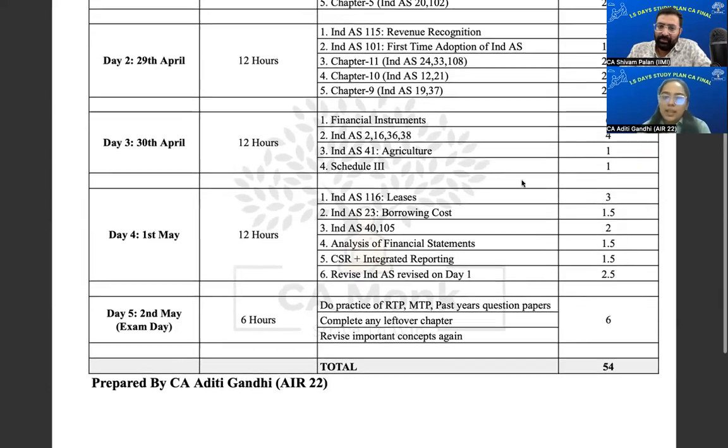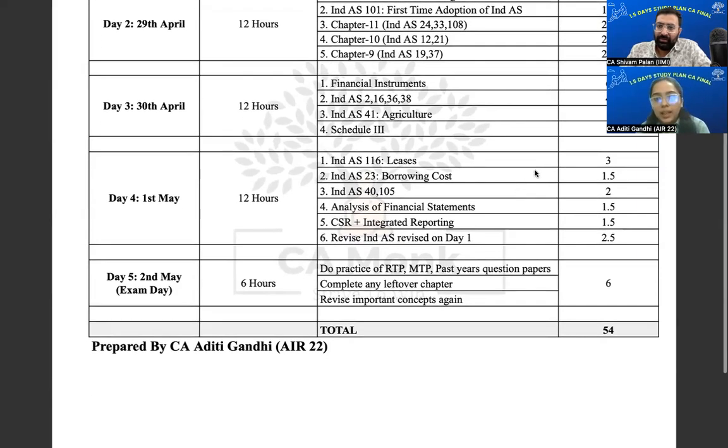And coming to the last day, lease. Again, lease is lengthy in days, but if I talk about the questions, there are only 7 to 8 good quality questions which need to be practiced in the study material only. So if you cover like concept, theory, practical concept, and cover those 7 to 8 questions properly, leases will be done. Okay. And after that, borrowing cost, and 40 is investment property, 105 is non-current assets held for sale.